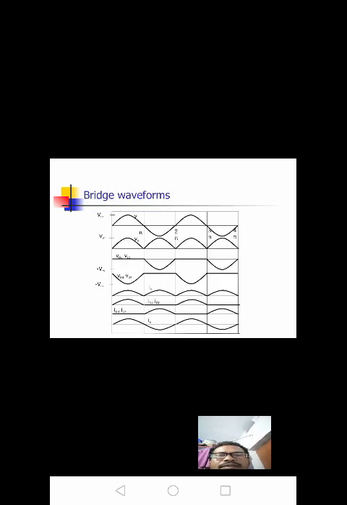Here we are observing the bridge waveforms. The supply voltage waveform is the first one. It is a sinusoidal waveform. In the next diagram, we are observing the output voltage. First, it follows the positive voltage. Next, for the negative value from pi to 2 pi, it will be minus of minus Vm sin omega t, so it becomes positive also. In the next diagram, we are observing that VD1 and VD2 are conducting, that should be positive.